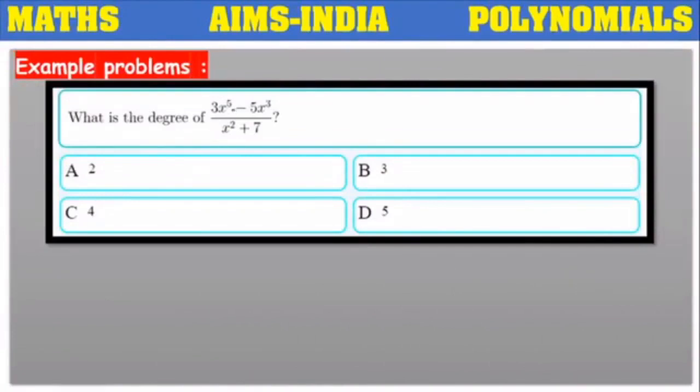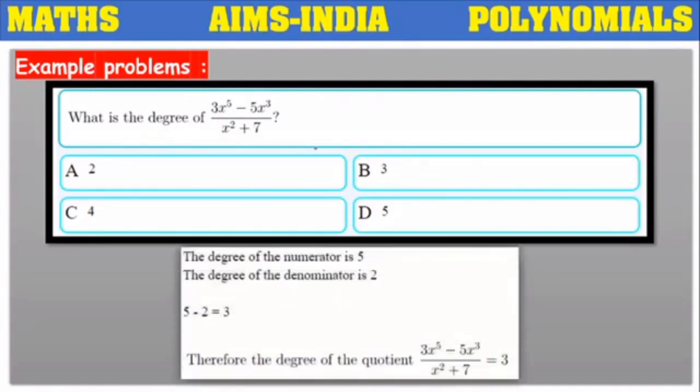So here, for the degree of the polynomial, it is given like a fraction, but we have to find the degree of the polynomial for this fraction kind of polynomial. First, for the numerator part, the degree is 5. For the denominator part also we have to find the degree, that is 2. We have to subtract both. 5 minus 2 equals 3. So therefore 3 will be the degree of this quotient type, or fraction kind, of polynomial.